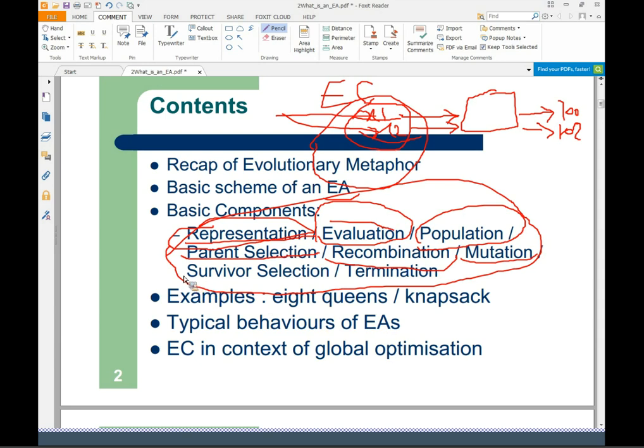So you select for the next generation. It is named survival selection. Survival selection, and you have a new population. And you repeat and repeat and repeat until you find the best answer or an acceptable answer.